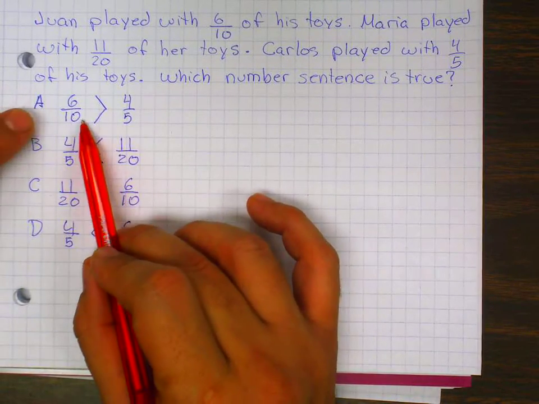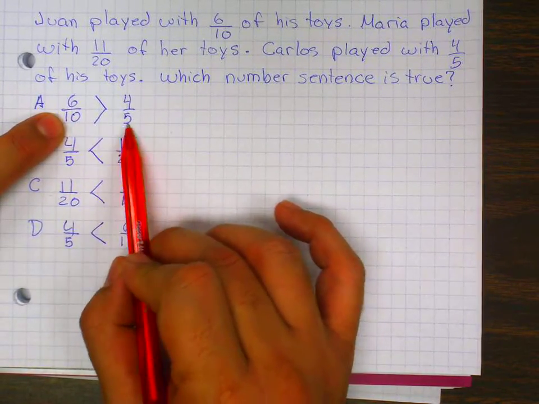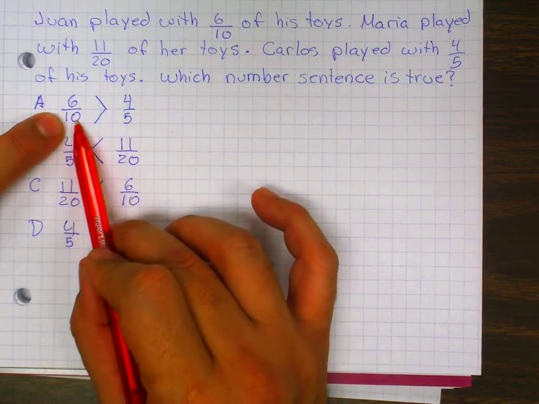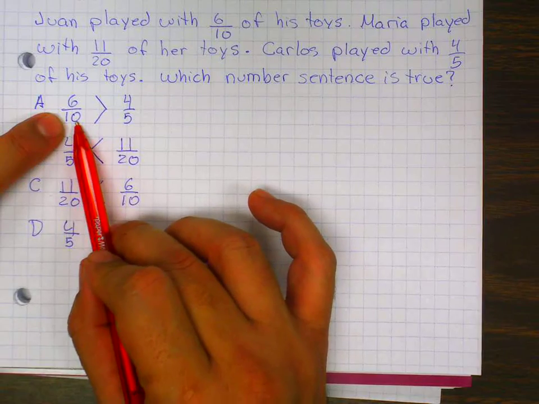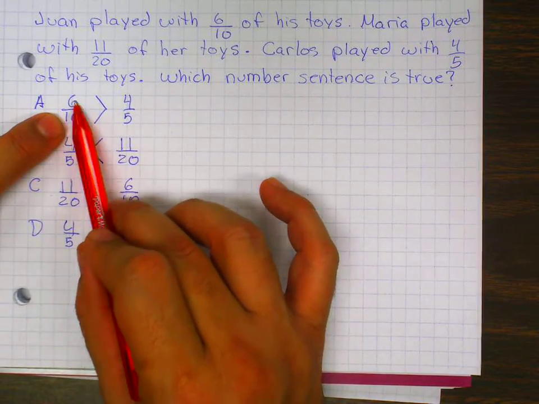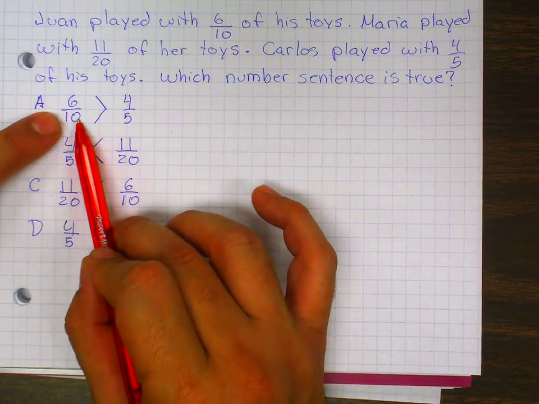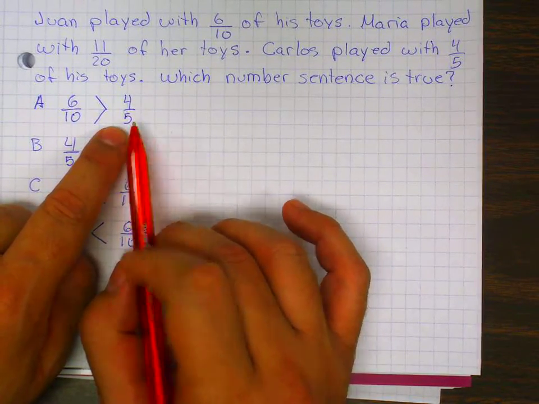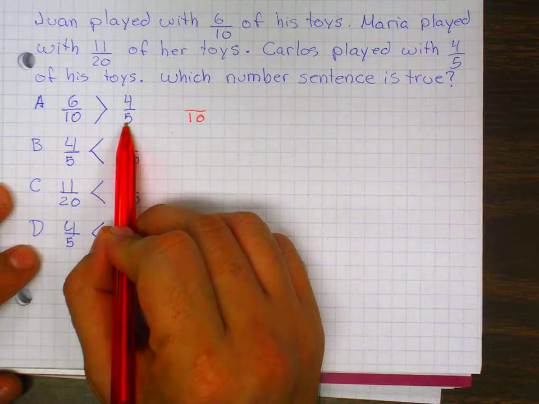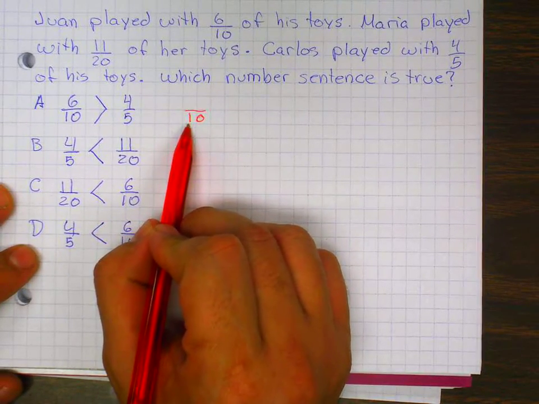And again, which one is easier to cut? 10 or 5? 10. I can cut 10 much easier than I can cut 5. So 10, this fraction, 6/10, is going to stay the way it is. The one that is going to be changing is this one. I need to change this pizza in a way that I can have 10 slices.